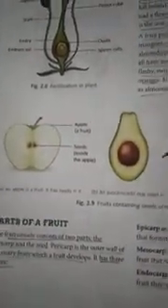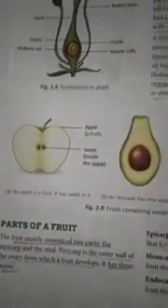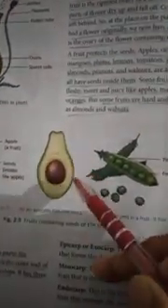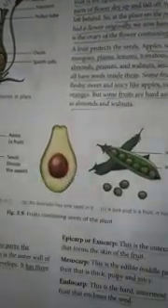Now the parts of the fruit. A fruit mainly consists of two parts, the pericarp and the seed. The pericarp is the outermost layer of the ovary, and it has three parts: epicarp or exocarp, mesocarp and endocarp. Here in figure 2.9 you can see this outermost layer is the pericarp, the edible part is the mesocarp, and this hardest layer is the endocarp.